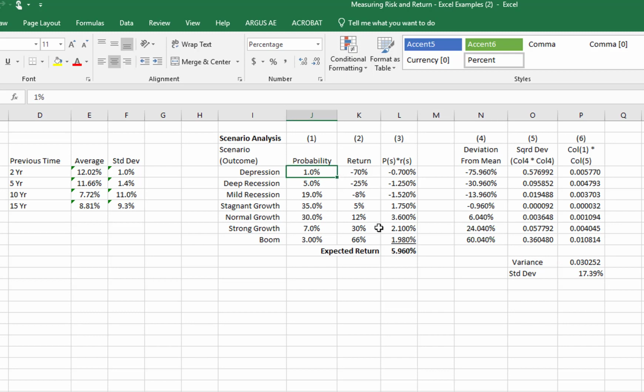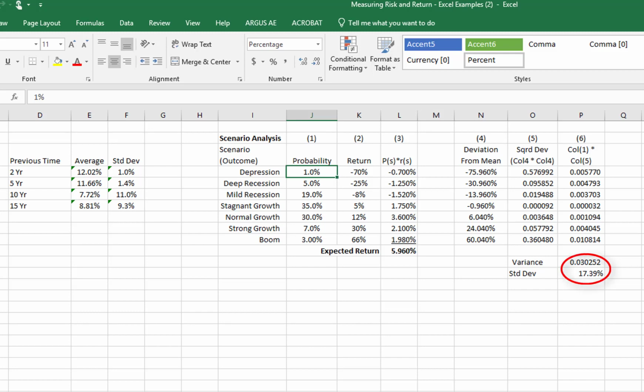Let's just do a couple of things here. I'm going to change a couple of weights and make this thing a little bit more spread out. If you look at the probabilities, most of the mass, most of the weight is in these middle sections. The mild recession, the stagnant growth, the normal growth. The returns are relatively tighter. But if I put more weight or more mass in these extremities, then I'm going to have a much bigger standard deviation. So let's just see what happens here.